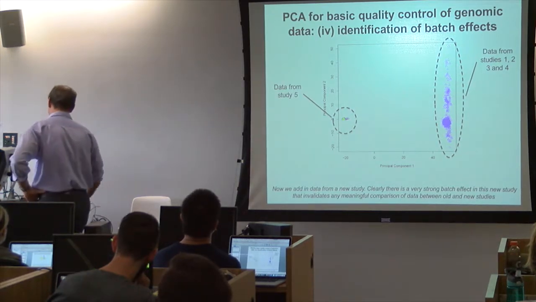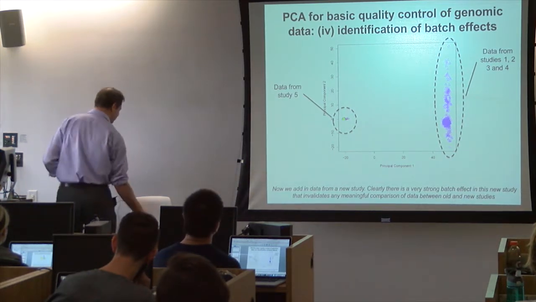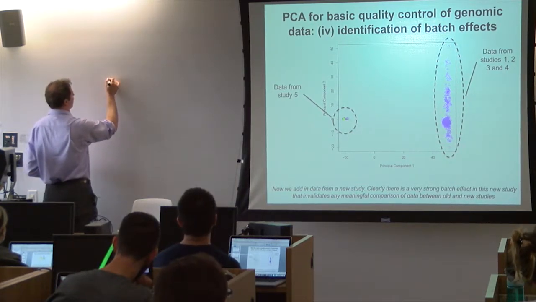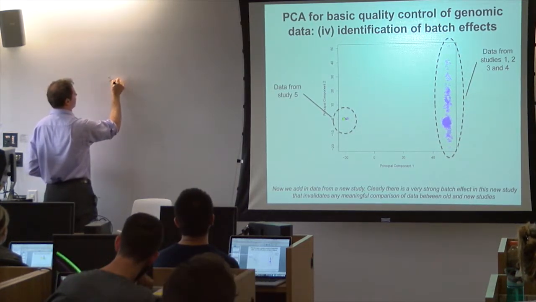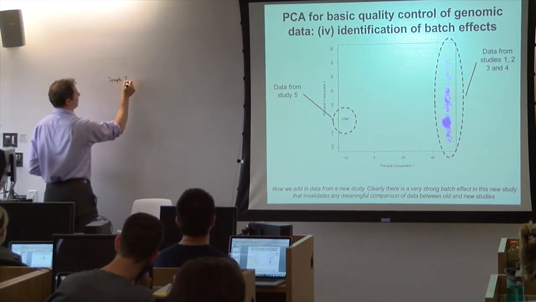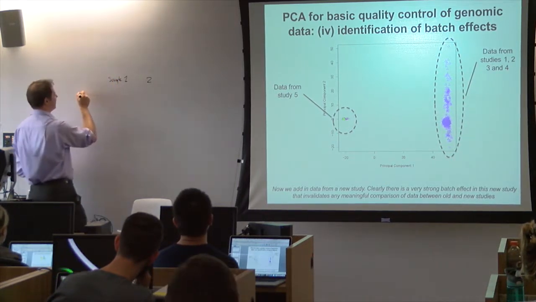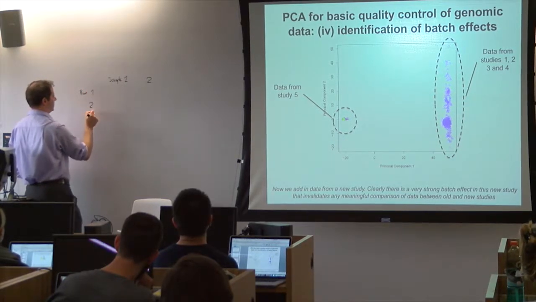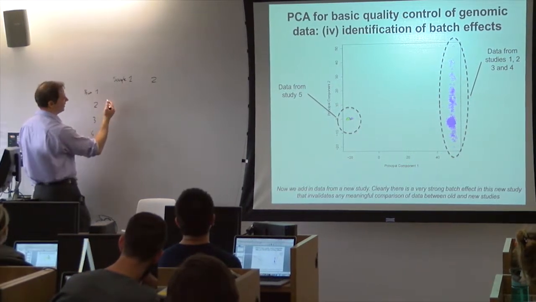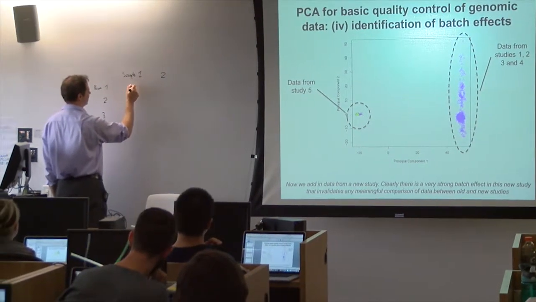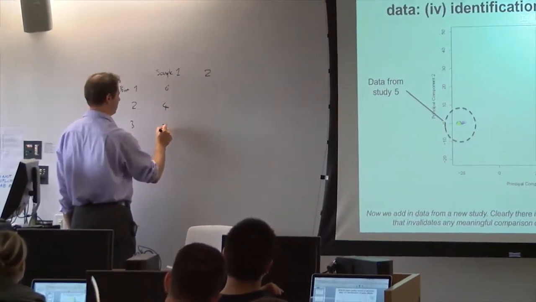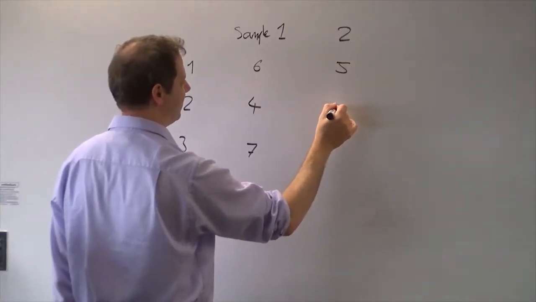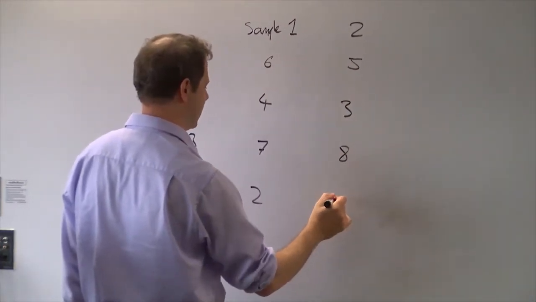Let me explain what quantile normalization does. I can draw on here. So imagine you have, let's say, sample 1 and sample 2, and then this is 0.1, 0.2, 0.3, 0.4. And we're going to give these values of, say, I don't know, 6, 4, 7, and 2. And in this sample, it's 5, 3, 8, and 1.